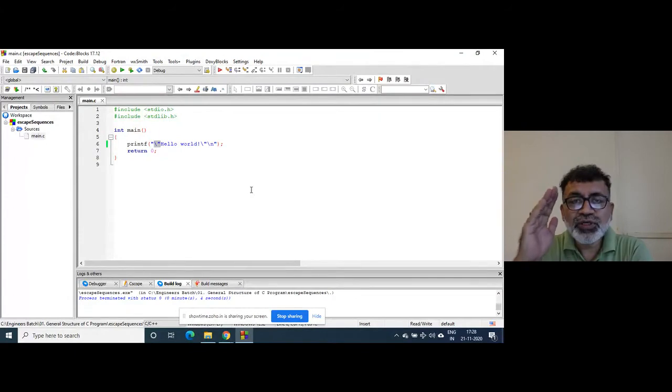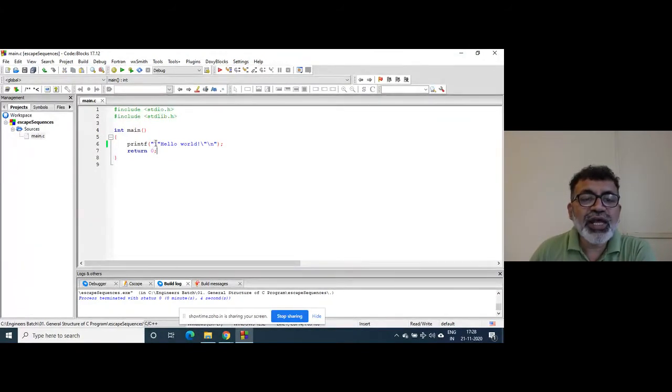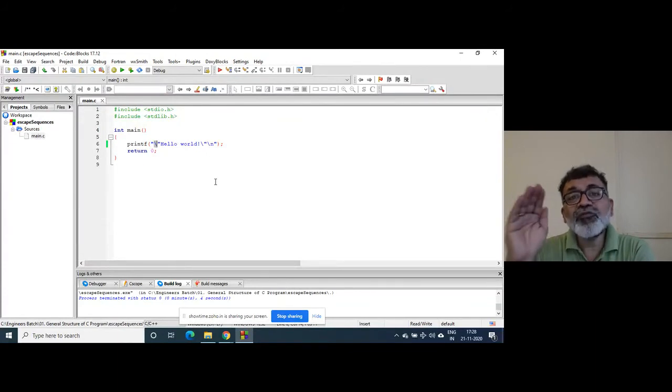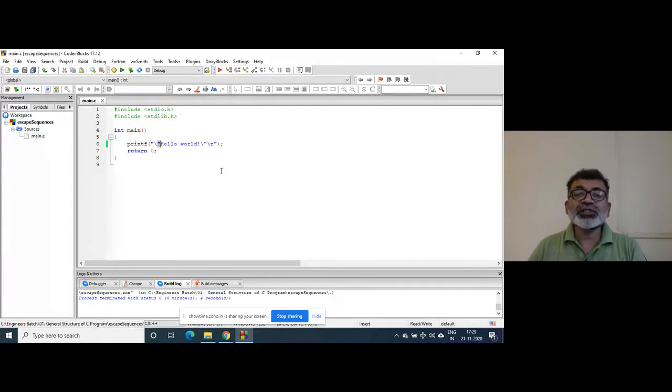Backslash double quote. As soon as the compiler comes across the backslash, it remembers the command: escape from the normal meaning of the following character. What is the following character? Double quote. What is the normal meaning of that? String. So don't consider the following as a string. It will print the double quote as a double quote. The normal meaning was string, not double quote.